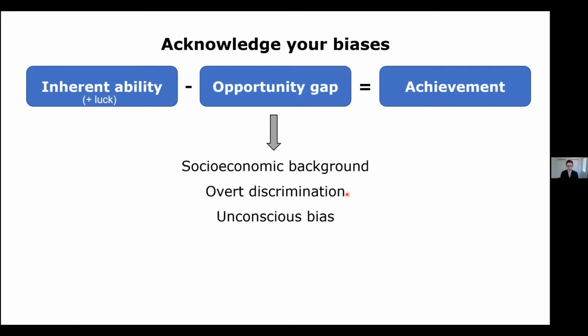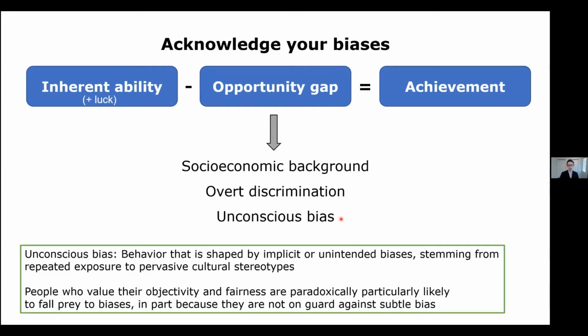And then we have what I call overt discrimination. This is where one person actively thinks that they are better than somebody else for reasons of sex or gender or race. And unconscious bias. So unconscious bias, these are behaviors that are shaped by unintended biases, which every single one of us has because of repeated exposure to pervasive cultural stereotypes. So books, TV, music, movies, politics, news, conversations, we are bombarded constantly with these stereotypes, and they shape our perceptions in ways that we don't even know. And ironically, people who value their objectivity, like scientists, are more likely to fall prey to these biases, in part because they're not on guard against them.